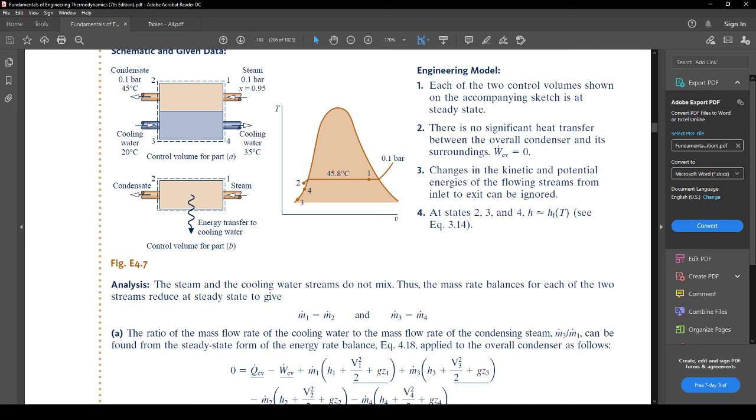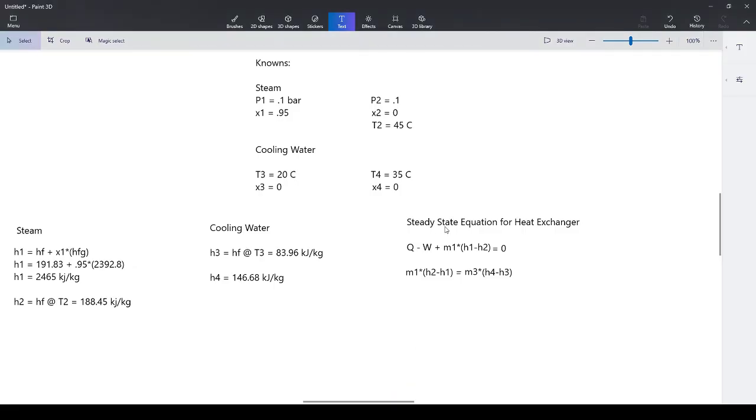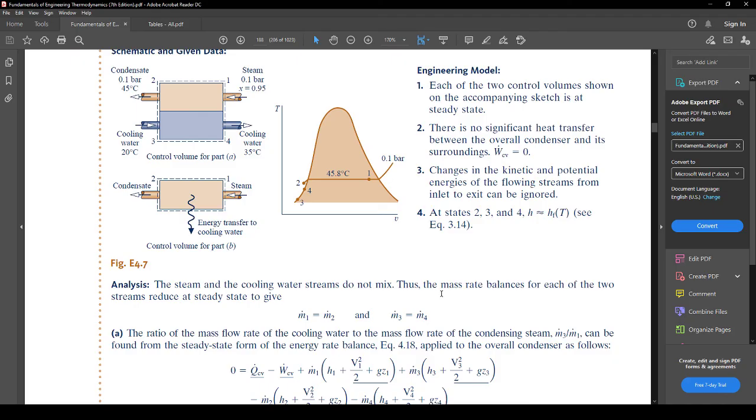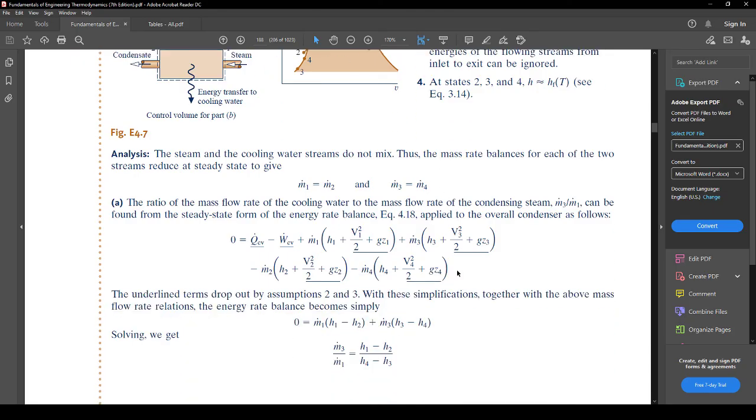So that's where I made a mistake. I actually wrote that wrong. I wrote that they were all the same mass flow rate, but they're not. So M1 times (H2 minus H1) is equal to M3 times (H4 minus H3). Okay? Now, in the interest of time, we might have to slide down here.